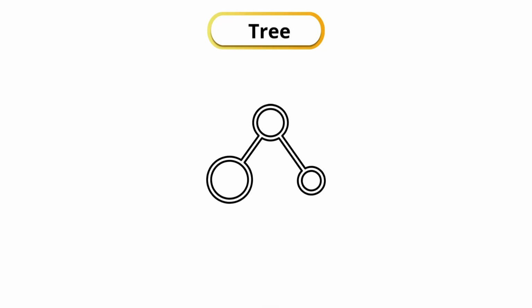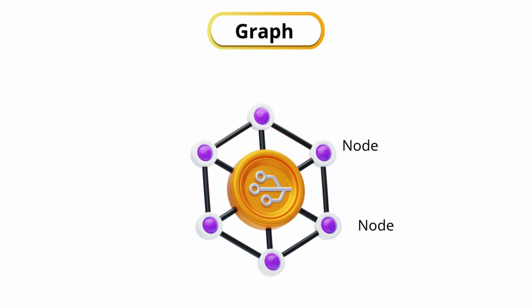Tree. A tree is a hierarchical structure where each node has a parent and child nodes. So a parent has a child node, and they are linked like that. Where can we use a tree? In e-commerce, for organizing the product categories, we can use it. And next, graph. A graph is a collection of nodes connected by edges, used for relationships and networks.